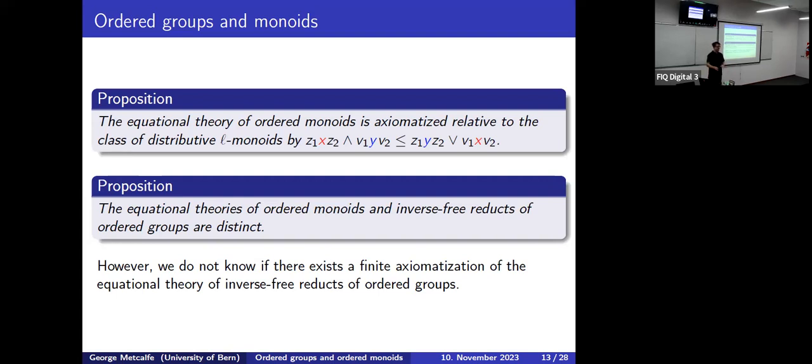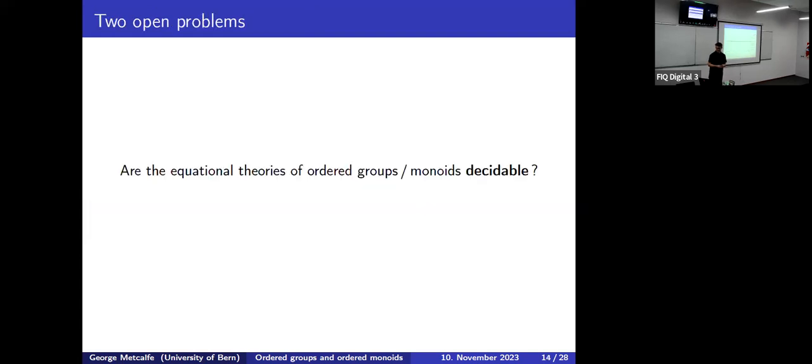We suspect that there isn't. But this leads me to, I'm afraid, two further open problems. Is the equational theory of ordered groups decidable? Is the equational theory of ordered monoids decidable? All right, so again, these are quite natural and fundamental questions in mathematics, and it doesn't seem that there's an answer.